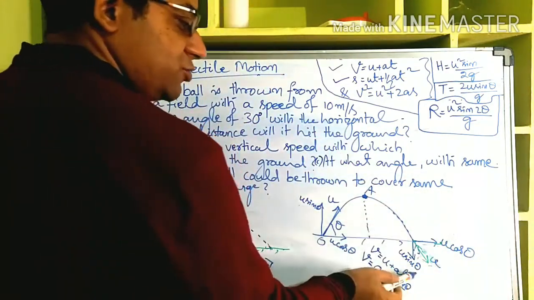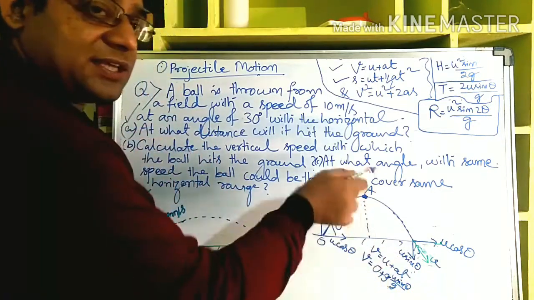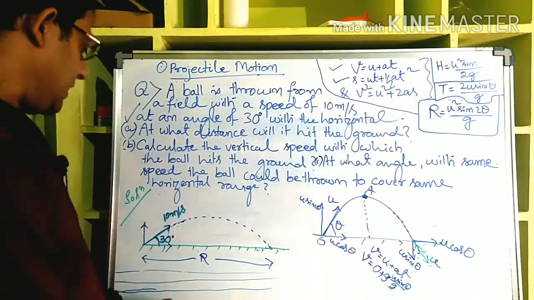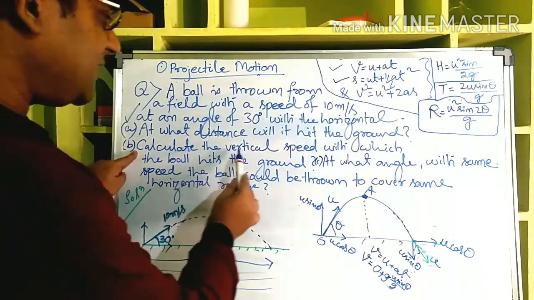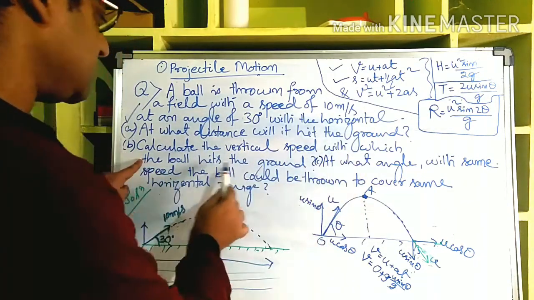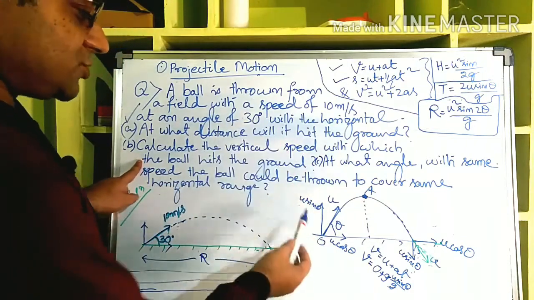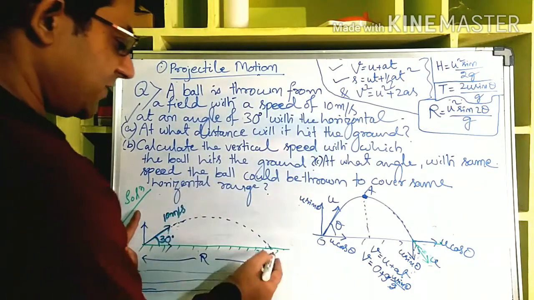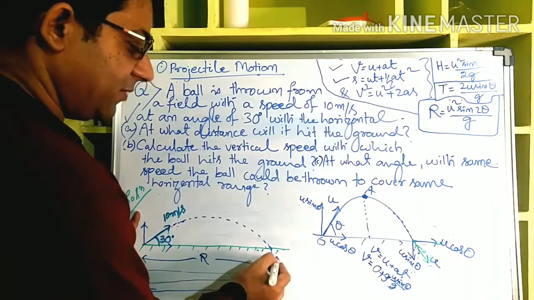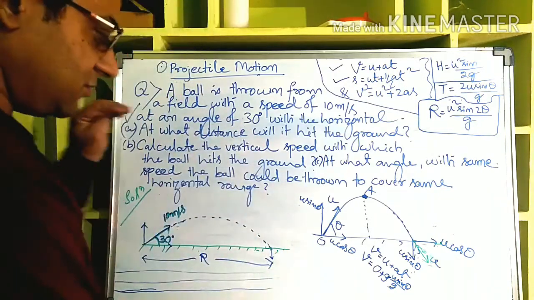So u cos theta, u sin theta, resultant of u cos theta and u sin theta is again u. Fine. Now come to this question where it asks, calculate the vertical speed with which the ball hits the ground. So u sin theta was in the upward direction. When it hits the ground, the vertical component will be u sin theta downwards, we'll say.